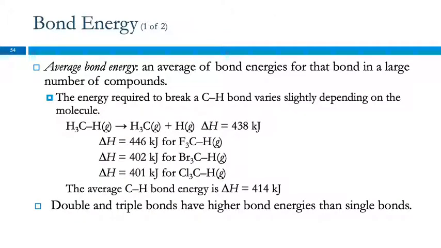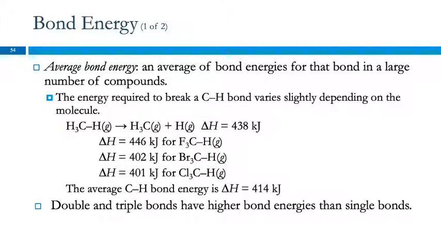Well, the bond energies are going to be different depending on what molecule it's in, so that's not so useful. So we use an average bond energy. And so we average the bond energies for a bond between 2 specific elements in a large number of compounds. If we look at a carbon-hydrogen bond, the carbon-hydrogen bond in methane requires 438 kilojoules to break a mole of those bonds. If we have the 3 fluorines here instead of the 3 hydrogens, it requires more energy, 446. Bromines would be less, 402. Chlorines would be less, 401.